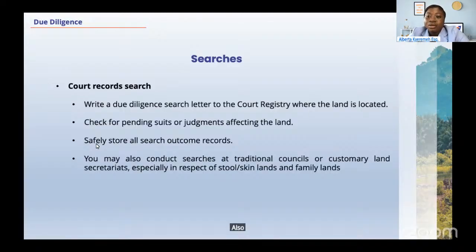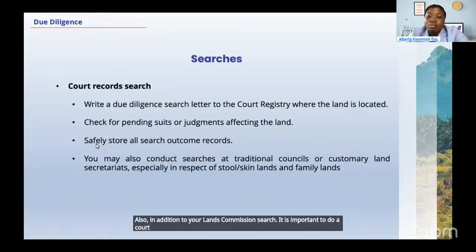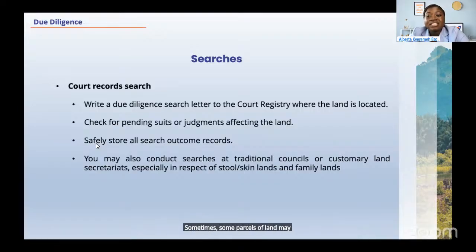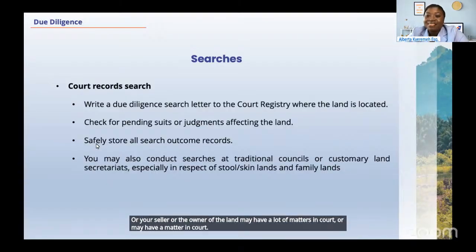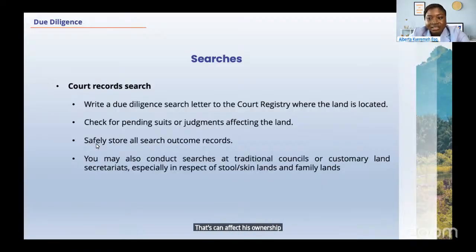Also, in addition to your Lands Commission search, it is important to do a court record search or court due diligence search. Sometimes some parcels of land may be the subject matter of disputes in court, or your seller or the owner of the land may have a matter in court that can affect his ownership of the land. If someone has a case in court and unfortunately they lose the matter and they have to pay a judgment debt, their properties can be attached to satisfy the debt.